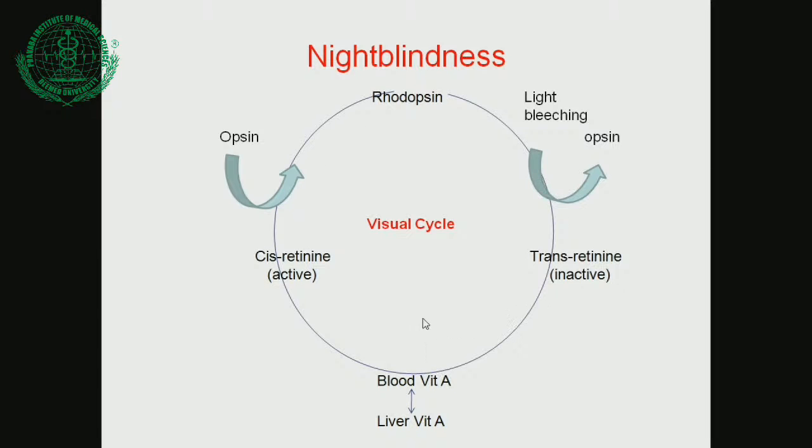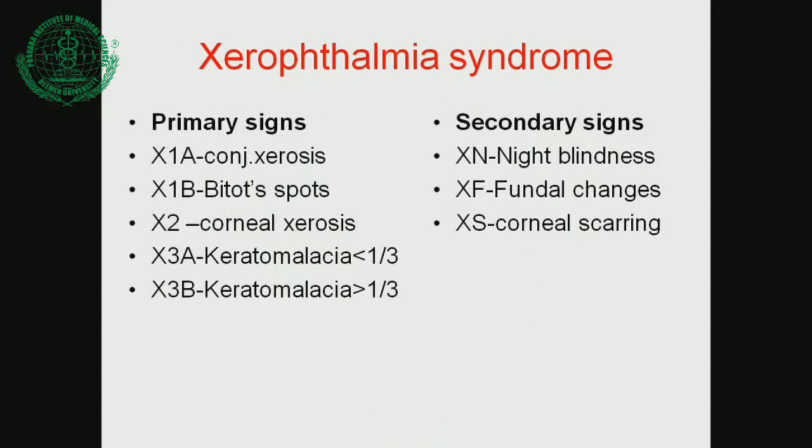That is why there is a delayed vision in the night, and that is called night blindness. So there is delayed adaptation to light in children, or in adults also. Now everybody knows this xerophthalmia syndrome. You may have a short note on xerophthalmia. So you can write the rhodopsin cycle, and you can write the primary signs and secondary signs.